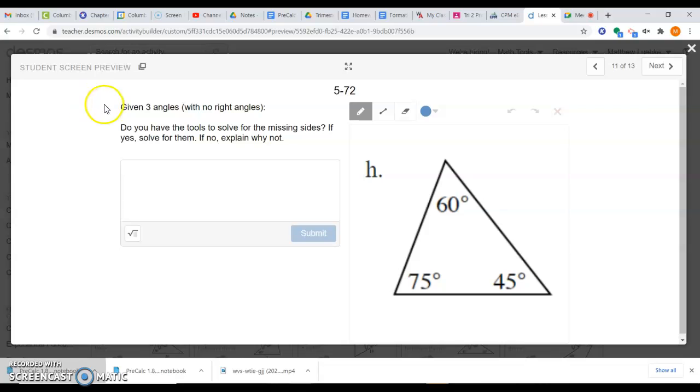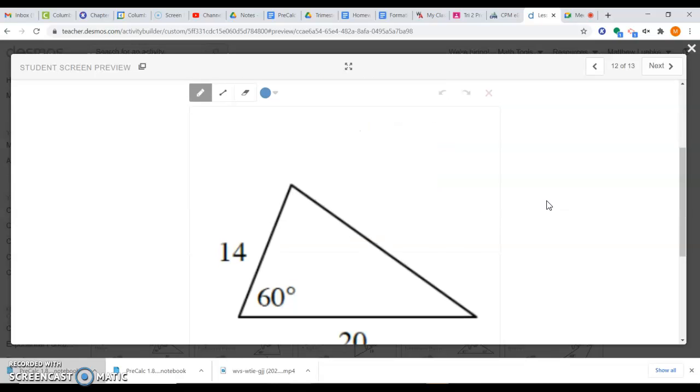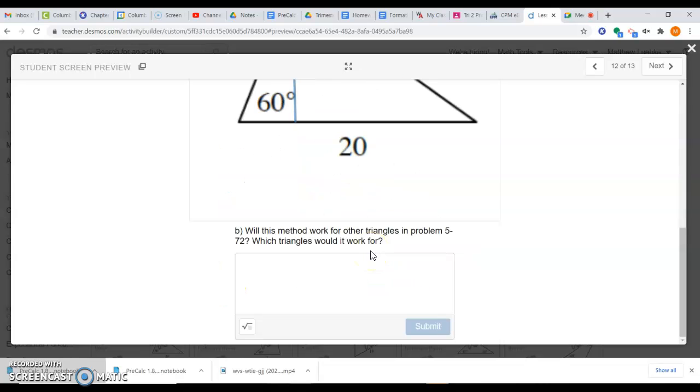And then the last one of this bunch is when they're giving you three angles. And do we have the tools from here? Okay. We then get into one problem that expands on 72 a little bit, changing this diagram so that you actually end up with a right triangle or two right triangles, like it kind of stated in the beginning. And then if you change this into two right triangles, do you have the information then to solve it? Okay, and then does this method work of splitting it?